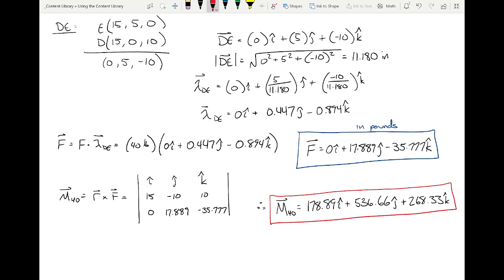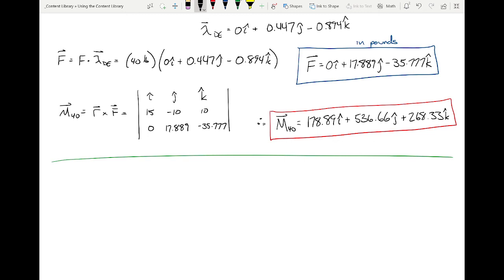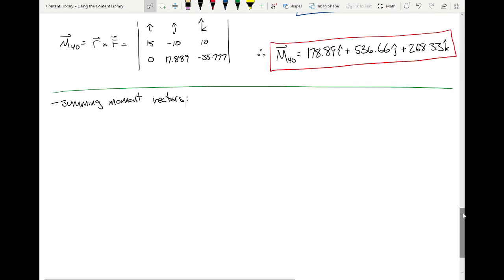Okay, let me see if I can summarize this problem real quick, because I know it's Friday and y'all want to get on out of here. So what I want to do ultimately in this problem is sum these vectors up. Okay, so summing up moment vectors. So here's what we've got, okay? We've got M16, M20, and M40. Now M40 was the complicated one.